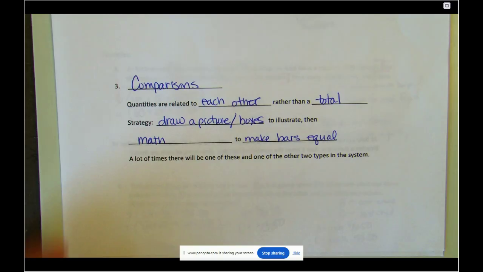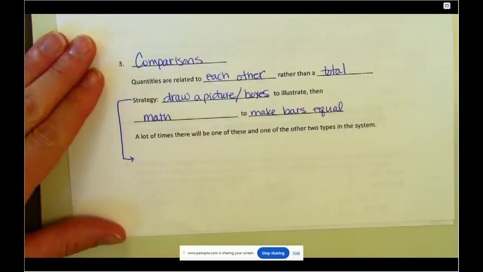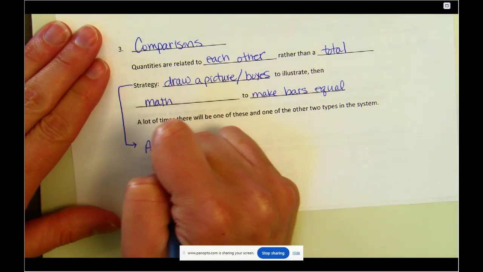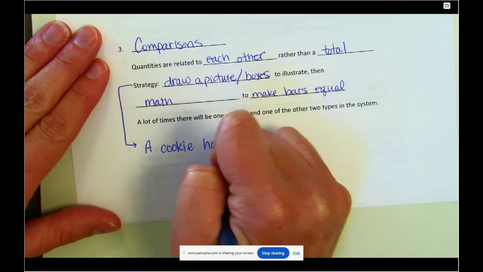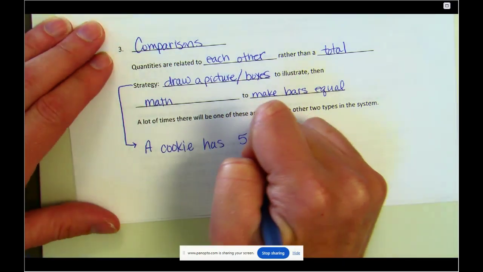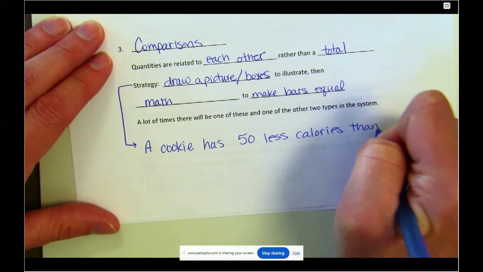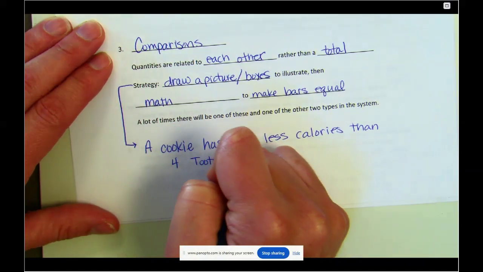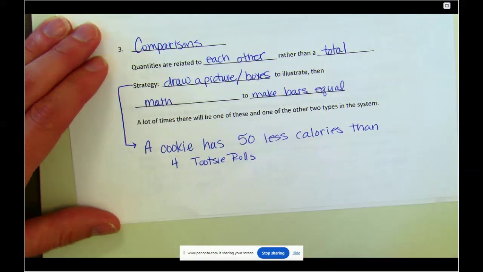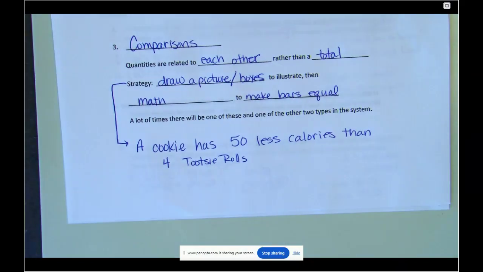So here's an example, okay? We're going to write the words down. It says a cookie has 50 less calories than 4 Tootsie Rolls. Okay, so first of all, do you see that it's comparing two things? What are we comparing? Between cookies and how many Tootsie Rolls? 4. So we're comparing cookies and 4 Tootsie Rolls. Okay, so there's a comparison.